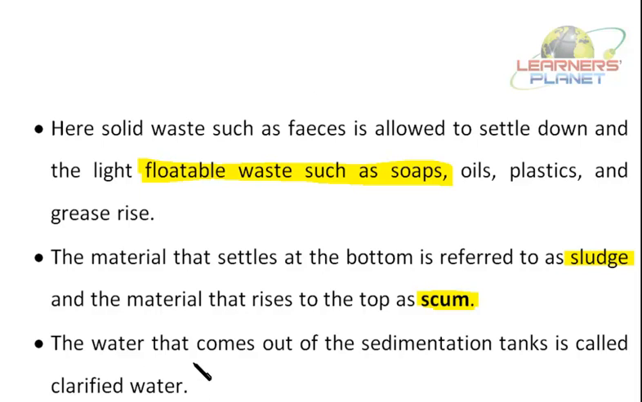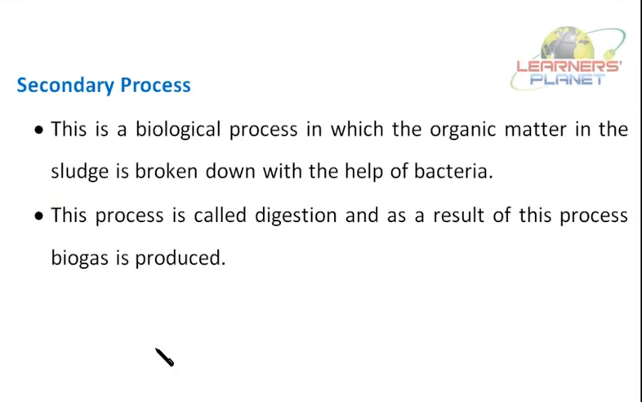The water that comes out of the sedimentation tanks after it is treated is called clarified water. Clarified water means it is now filtered, it is now clear, but it is not so clear. That is why the secondary process is also carried out. So what is included in the secondary process? Yes, the secondary process is the biological process in which the organic matter in the sludge is broken down with the help of bacteria. This process is called digestion, and as a result biogas is produced.